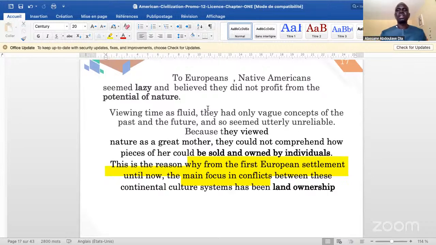So to Europeans, Native Americans seemed lazy, and they believed they did not profit from the potential of nature. So when Europeans came to America, they said, wow, this is an extraordinary land. And they said that Americans are lazy. How can they have this beautiful continent, this nice nature, and they don't profit from that?